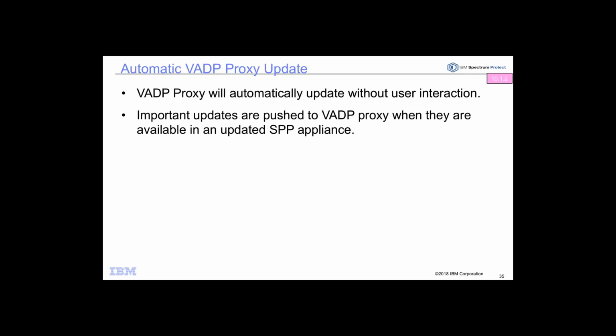First, the automatic VADP proxy update. We have enhanced Spectrum Protect Plus to now automatically update the VADP proxy. So when you update the Spectrum Protect Plus appliance, if there is an update for the VADP proxy, if you're using VMware backup, it will automatically be pushed there without any user interaction, again saving you time.